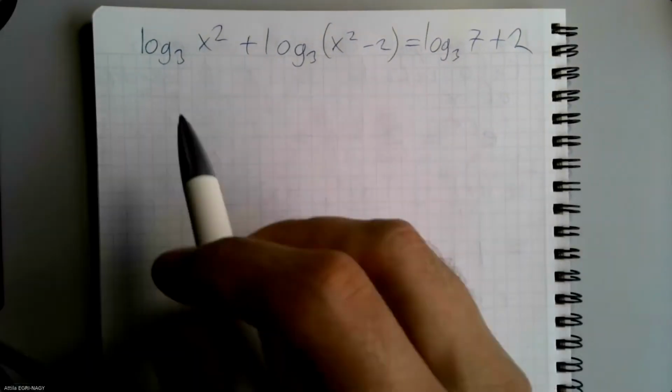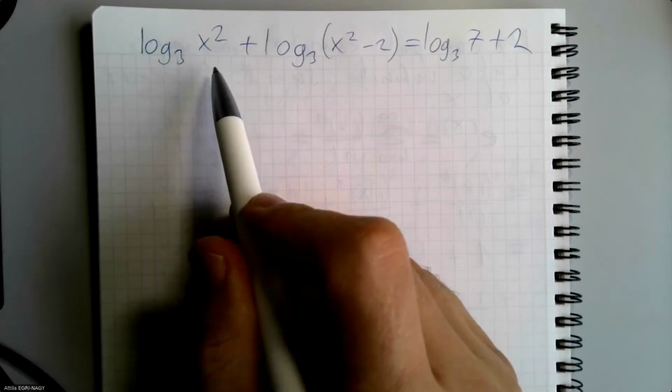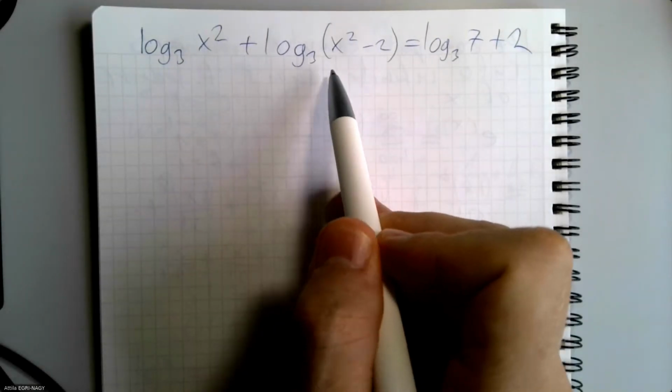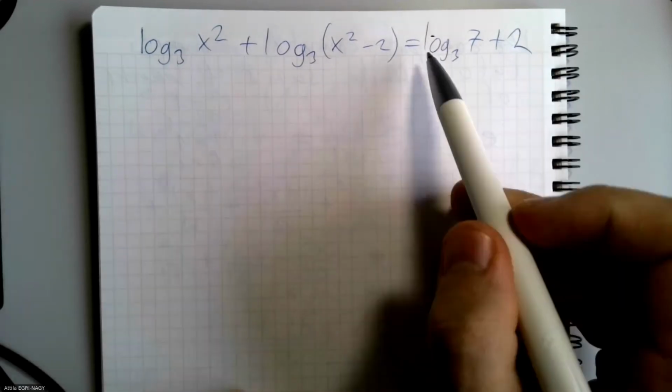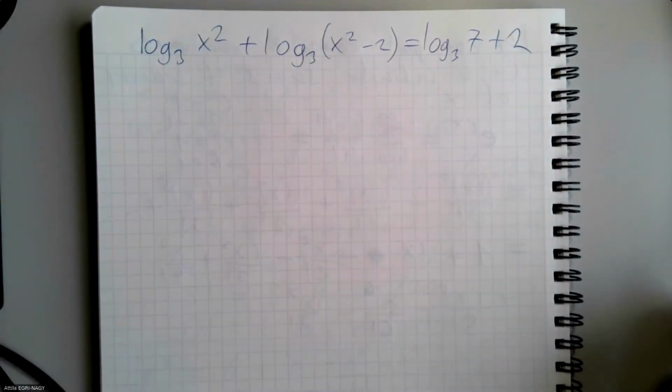Okay, here's an equation. It's the base 3 logarithm of x squared plus the base 3 logarithm of x squared minus 2 equals the logarithm of 7 plus 2. Okay, what is the first thing to do?